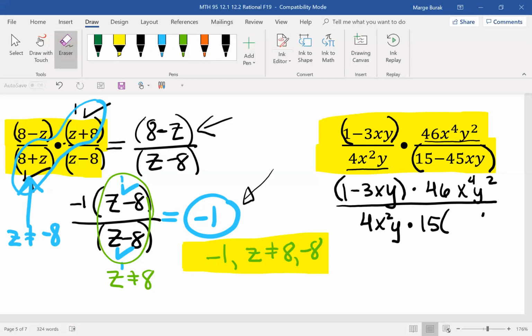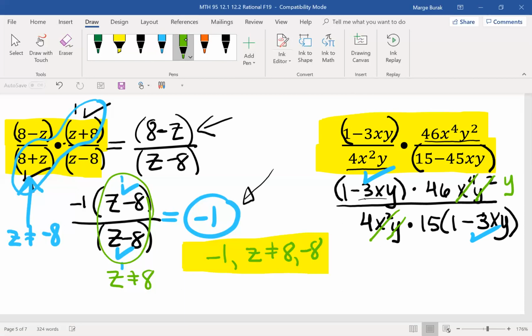15 goes into 15, 1. And the reason I caught myself was because I think it's going to match with this one. 1 minus 3xy. And sure enough, now all I have is factors. Now see, all the pluses and minuses are inside parentheses, inside a factor, which means I can now cancel that and that. And, well, I can also cancel, let's get a little bit thinner, one of these y's with one of those y's, leaving a y, and 2 of those x's with 2 of those x's, leaving x squared.